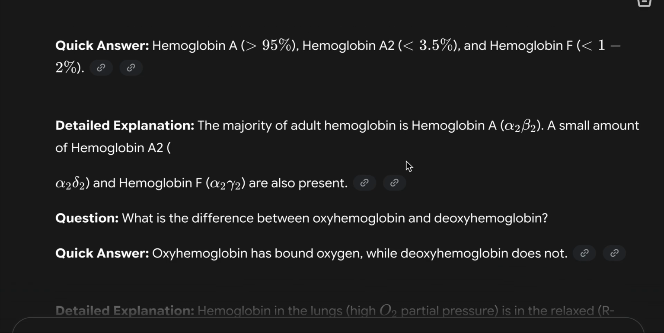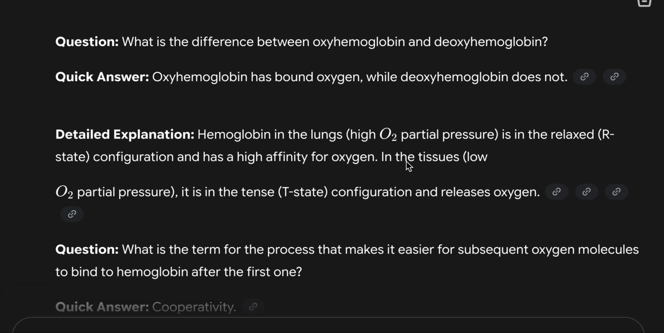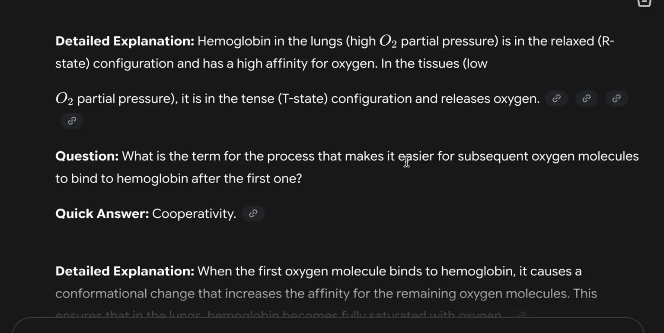What is the difference between oxyhemoglobin and deoxyhemoglobin? Oxyhemoglobin has bound oxygen, while deoxyhemoglobin does not. Hemoglobin in the lungs, high O2 partial pressure, is in the relaxed state, or R state configuration, and has a high affinity for oxygen. In the tissues, which is low oxygen partial pressure, it's in the tense or T state configuration and releases oxygen, so it has a lower affinity for oxygen.